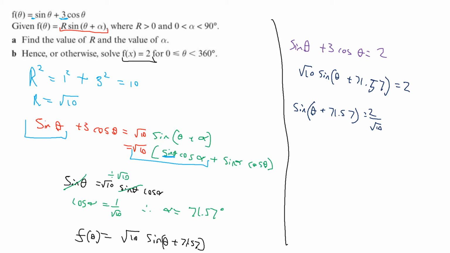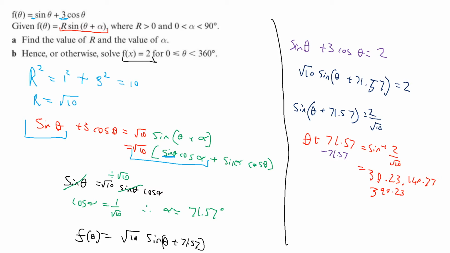Now, from the previous videos, you would have known that theta plus 71.57 is just going to be the inverse sine of 2 over root 10, which gives me an answer of, and you can plug that into your calculators, 39.23, 140.77, and 399.23.